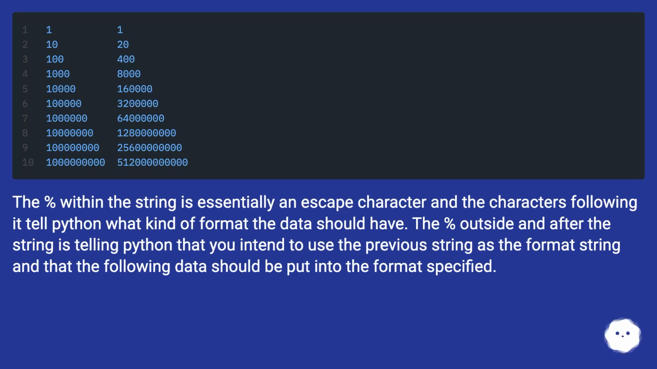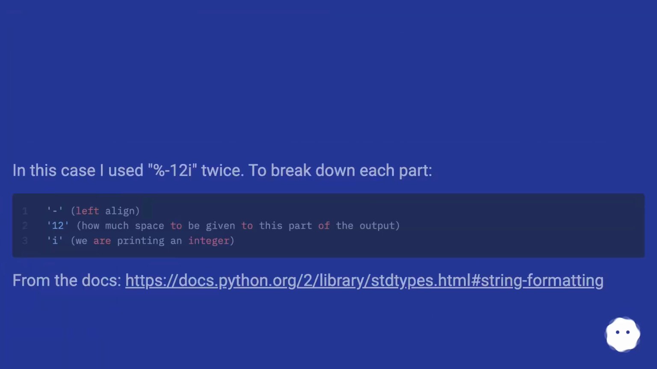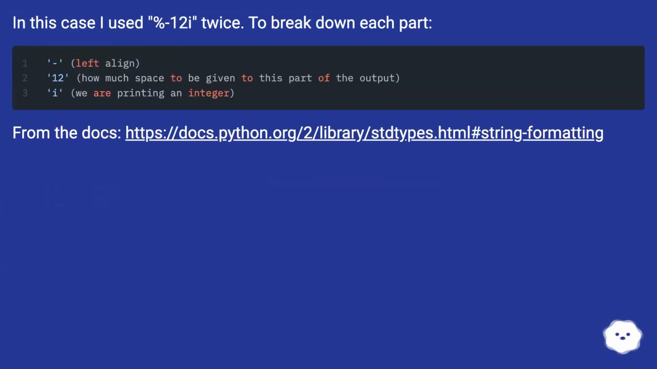The percent within the string is essentially an escape character and the characters following it tell Python what kind of format the data should have. The percent outside and after the string is telling Python that you intend to use the previous string as the format string and that the following data should be put into the format specified. In this case I used %-12i twice to break down each part. From the docs, this URL.